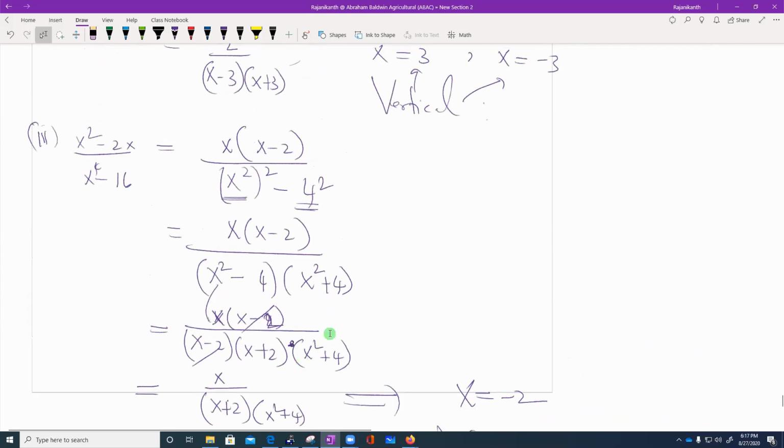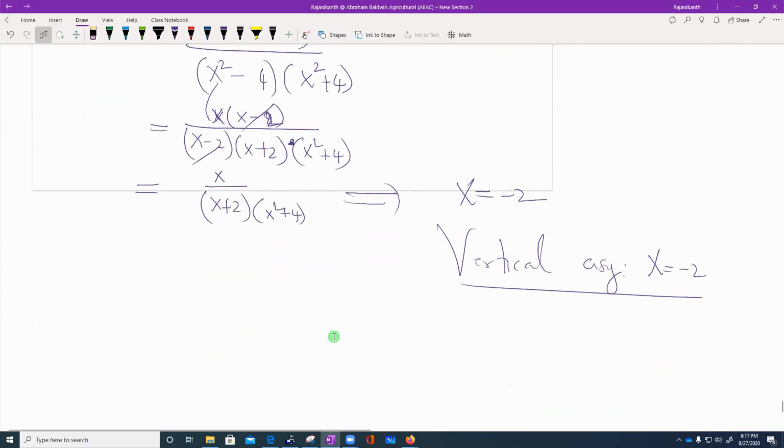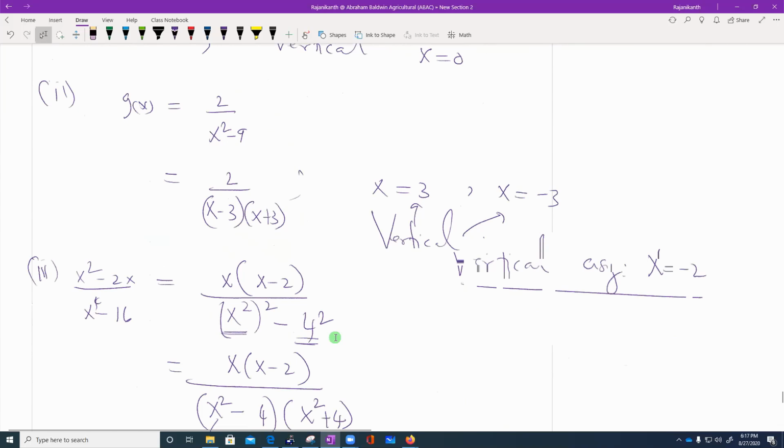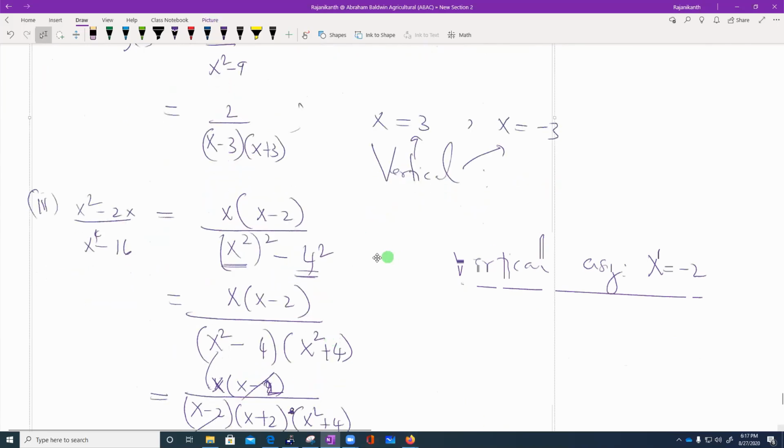Okay, again, draw the graph and check. So this is the way to check the vertical asymptotes. Looking for the denominator getting 0, provided numerator not getting 0. Does that make sense?